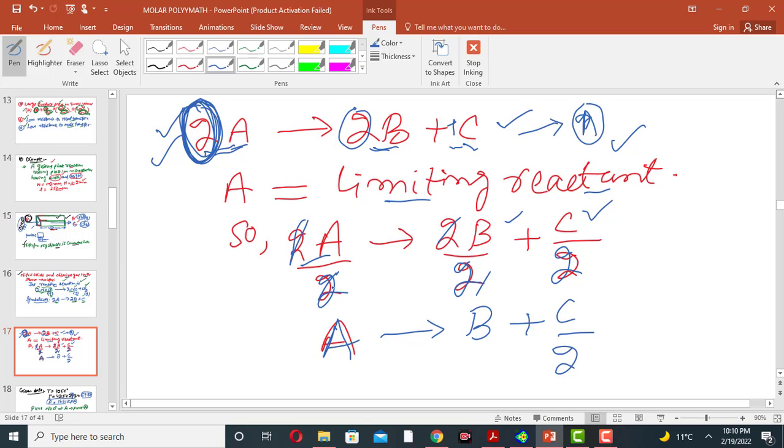So 2 divided by 2, 2 divided by 2, and this is 1, so 1 divided by 2. This 2 cancels with 2, this cancels with 2, and this is 1 divided by 2. So this equation can also be written as 1 mole of A gives us 1 mole of B and half mole of C.